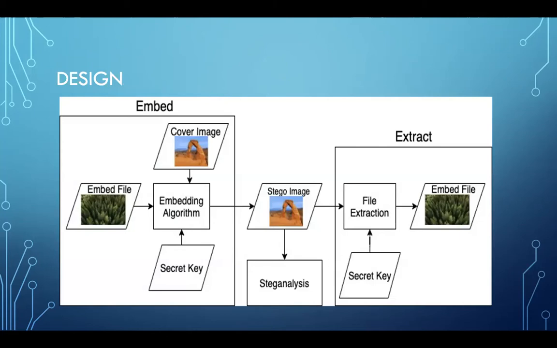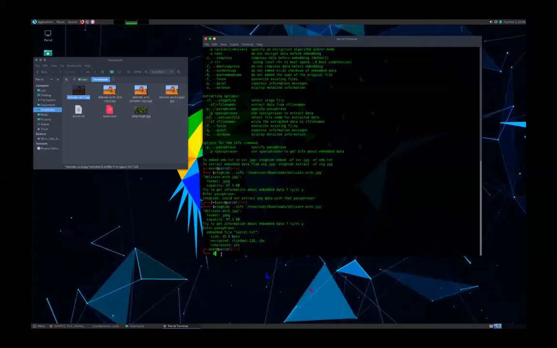Yep, so the design of this is we're just taking an image and then we're putting it inside of another image. So in this case, we took the JPEG image, which is this forest, and then we put it into this delicate arch image to create a steganography image. And then from there, we extracted that information. And what I want to do now is share the process that we use to do that.